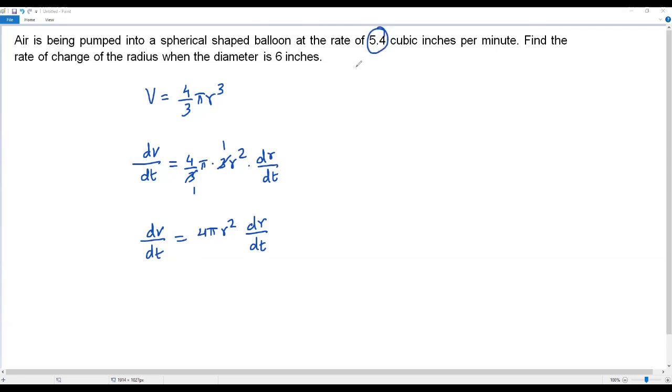In case a quantity is decreasing, we have to take it with negative sign when we do the calculation over here. Since the volume is increasing, we can take this 5.4 with positive sign. So we have to plug in 5.4 for this dv over dt. So then 5.4 equals 4 pi.